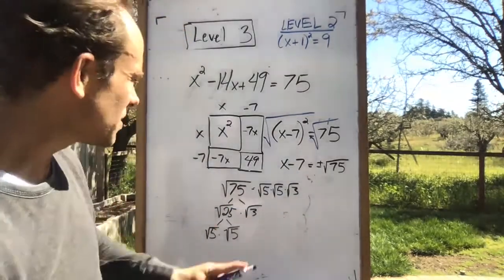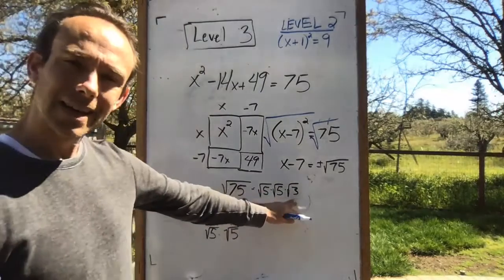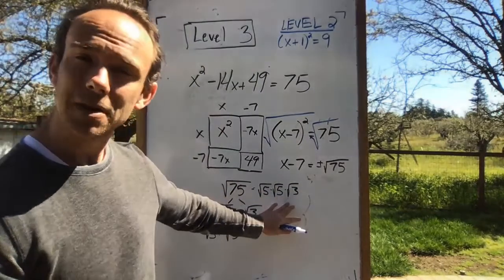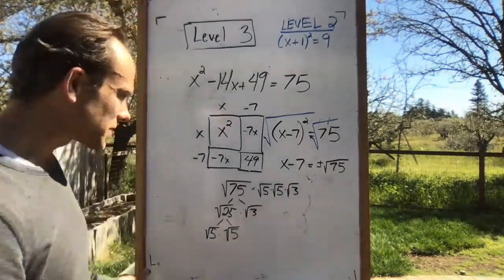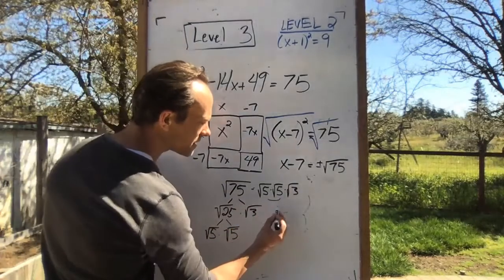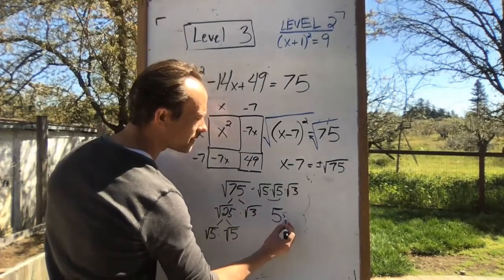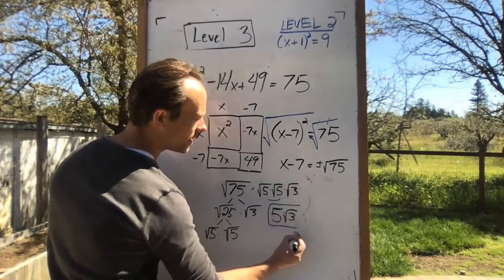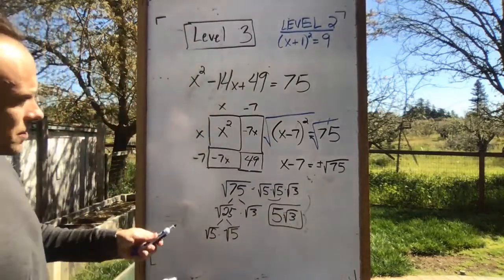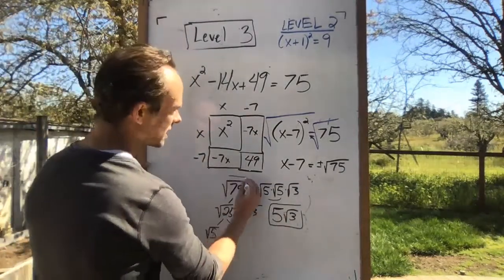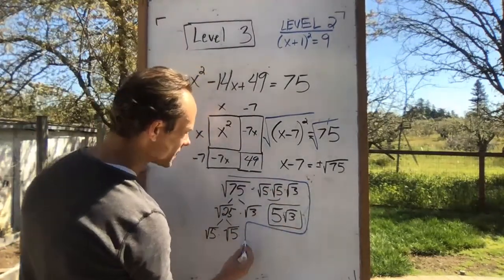And it's a beautiful property of every single number in existence. Every single number can be rewritten as a product of prime numbers. These are all prime numbers, okay? Now, root 5 times root 5 is just regular 5. And there we go.